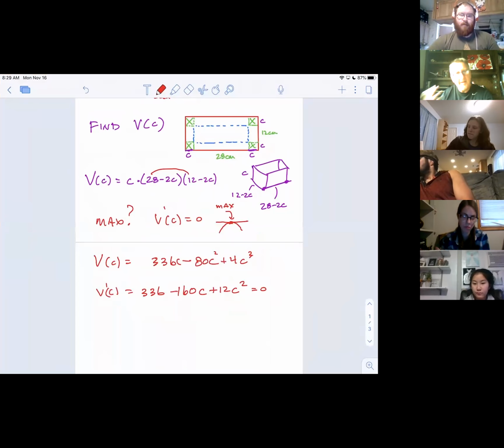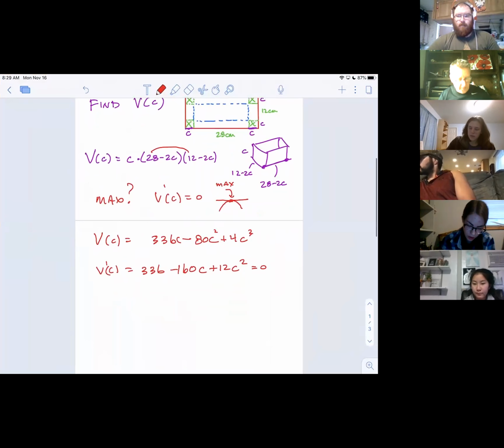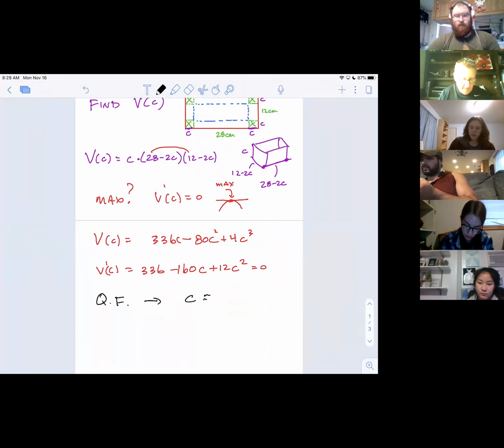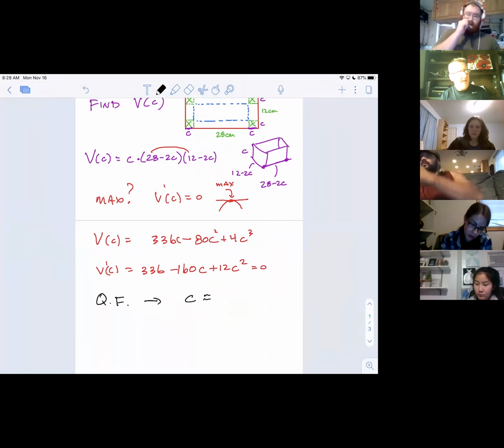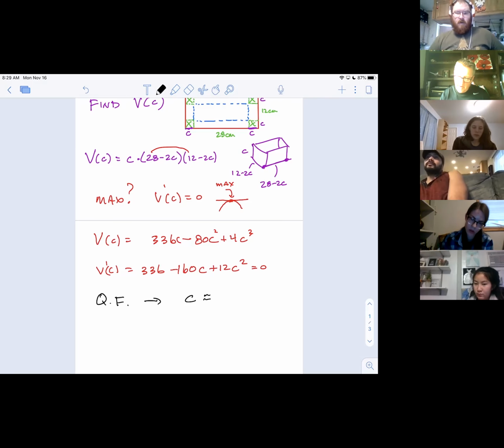So in a sense, you should not be surprised that there are 2 answers. If you're doing this on a test, you should say the quadratic formula produces C is approximately, and I'm going quadratic formula now. Be careful. What do you put in for the quadratic formula here? What's A? Well, it's 12. Don't just do it in the order you see it. A is not 336. So if you need to rewrite it, then rewrite it, but don't screw that up.